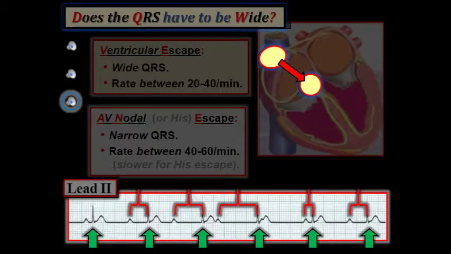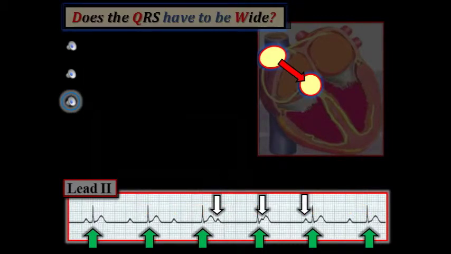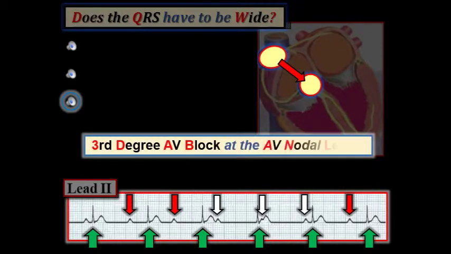The PR interval is constantly changing, and none of the P waves are conducting. Some P waves are not expected to conduct because they either occur during the refractory period or have a very short PR interval, white arrows. But other P waves on this tracing occur at times when they should conduct, red arrows, yet they still fail to do so. Thus, we have complete AV block at the AV nodal level with a narrow escape rhythm occurring at the expected AV nodal escape rate of between 40 to 60 per minute.